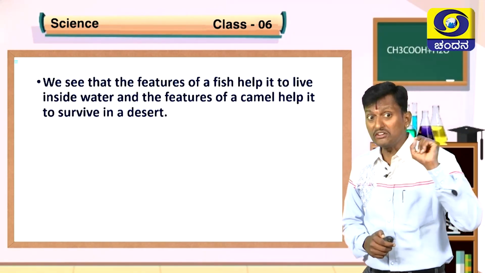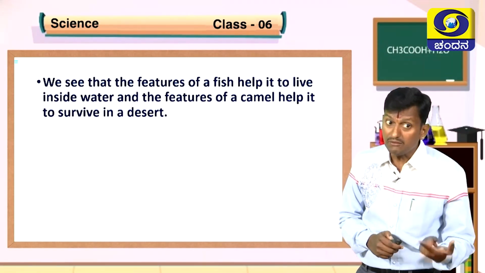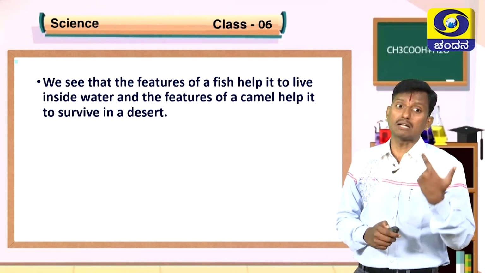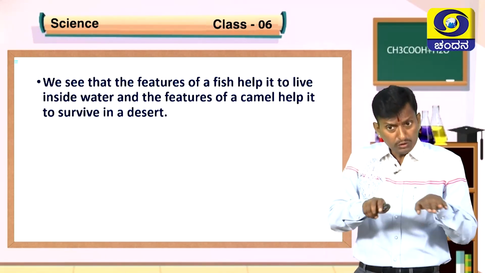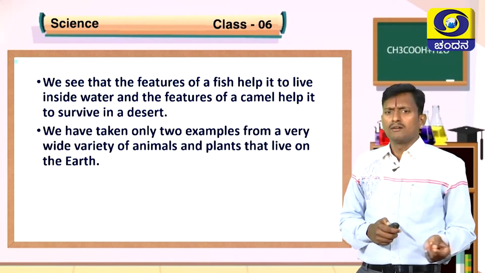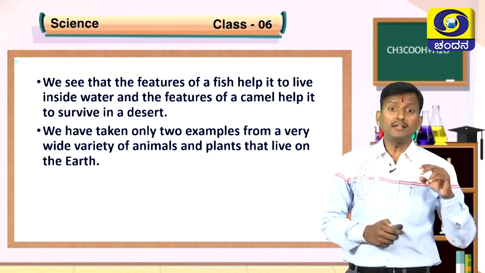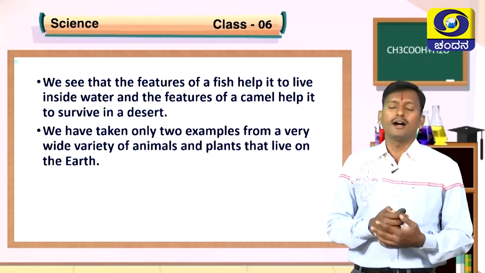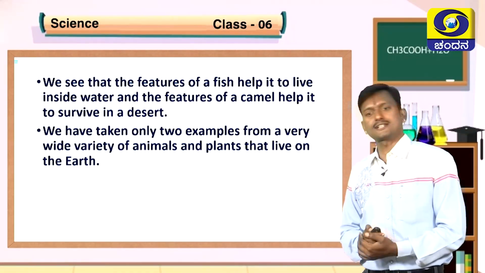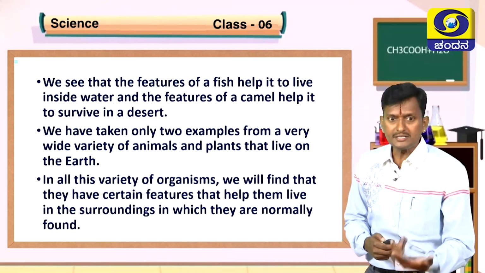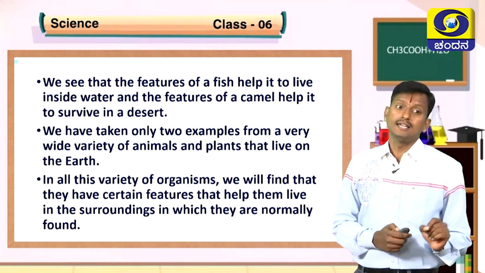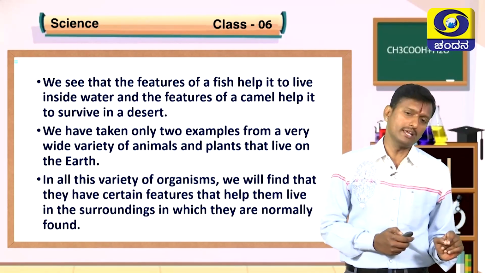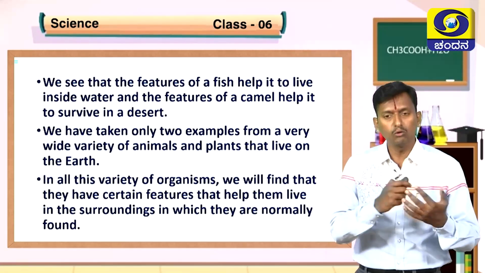So, we see the features of fish help it to live inside the water, and the features of a camel help it to survive in a desert. So, we see two different climatic conditions. We have taken only two examples from a very wide varieties of animals and plants that live on the earth, the adaptations of animals in different climatic conditions. So, in all the varieties of organisms, we find that they have certain features that help them to live in the surrounding in which they are normally found.